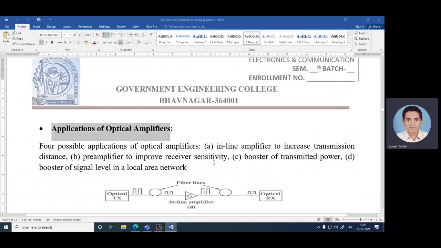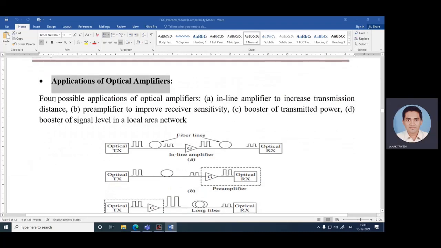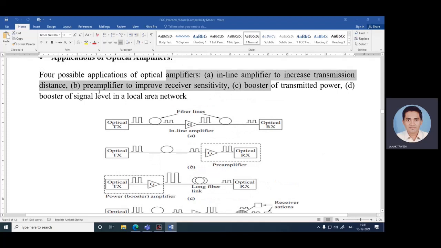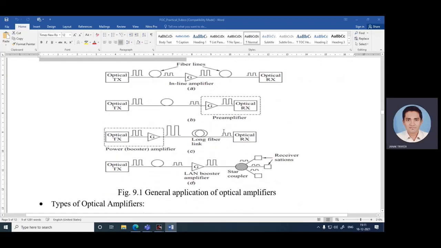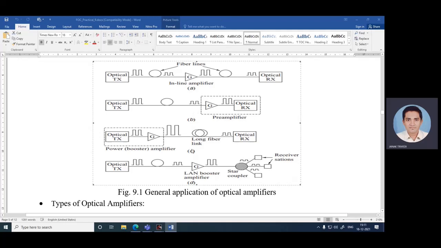Application of optical amplifier. There are four general possible applications of optical amplifier: first, A, inline amplifier to increase transmission distance. B, preamplifier to improve receiver sensitivity. C, booster of transmitted power, and option D, booster of signal level in a local area network. Figure 9.1 represents general applications of optical amplifier with A, B, C and D as options discussed earlier.